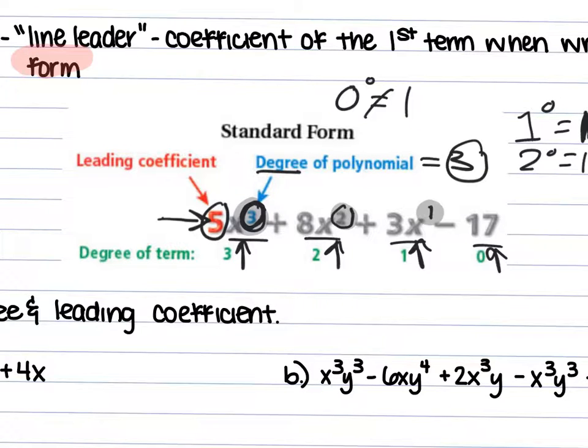So there's two separate things that we're asking for. The leading coefficient is the number that's out in front when we have them in descending order. The degree of a polynomial is the highest power you see of all the terms. There are 4 terms there. That term has a degree of 3.